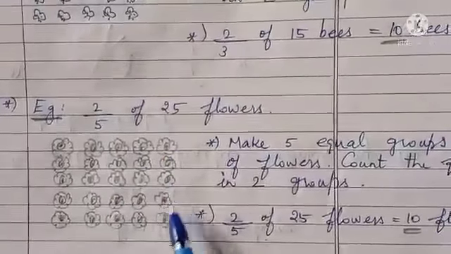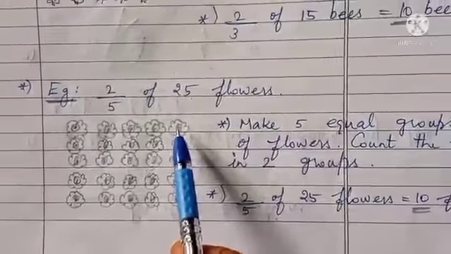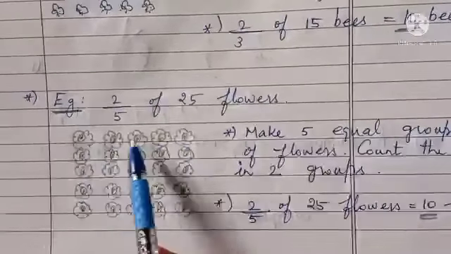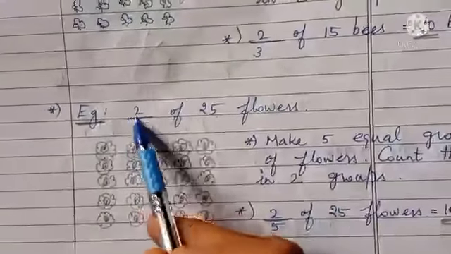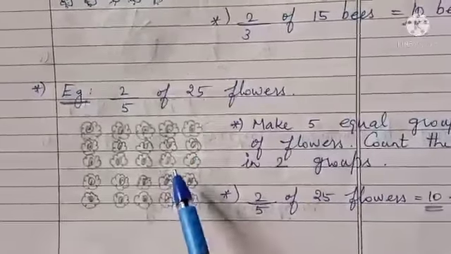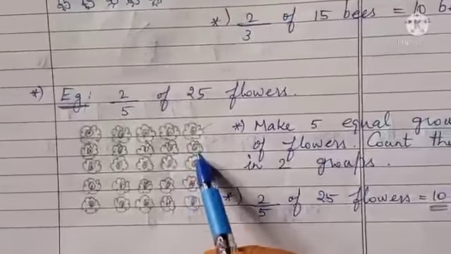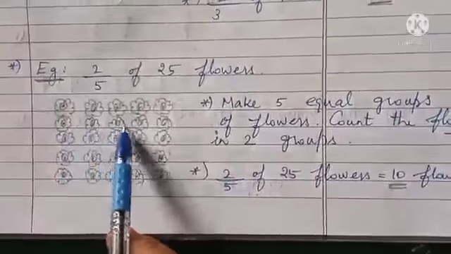1, 2, 3, 4, 5. Yes. So in each group how many flowers will be available? 5 flowers. 1, 2, 3, 4, 5. Yes, then you have to take 2 groups. One group, second group. So in 2 groups how many flowers can we take? 10 flowers, isn't it? So see, 1, 2, 3, 4, 5, 6, 7, 8, 9, 10.